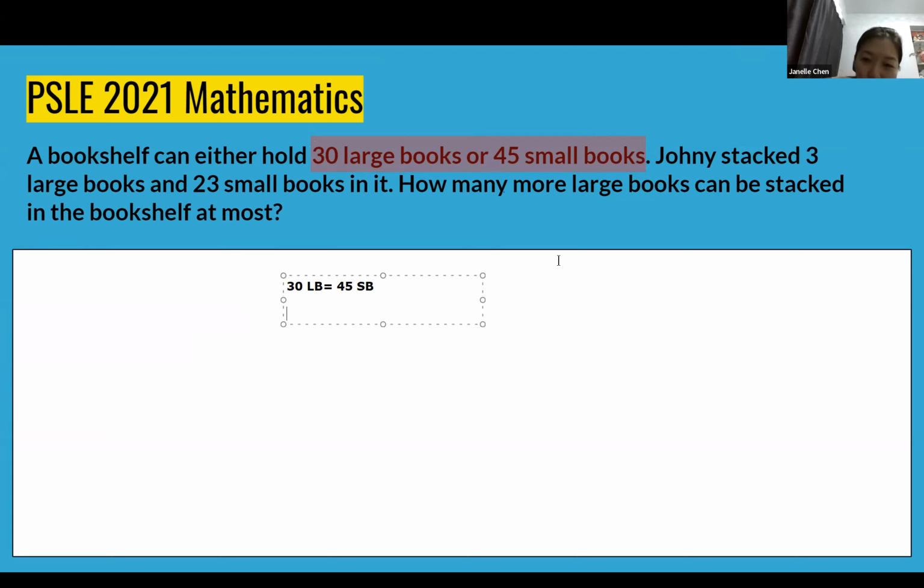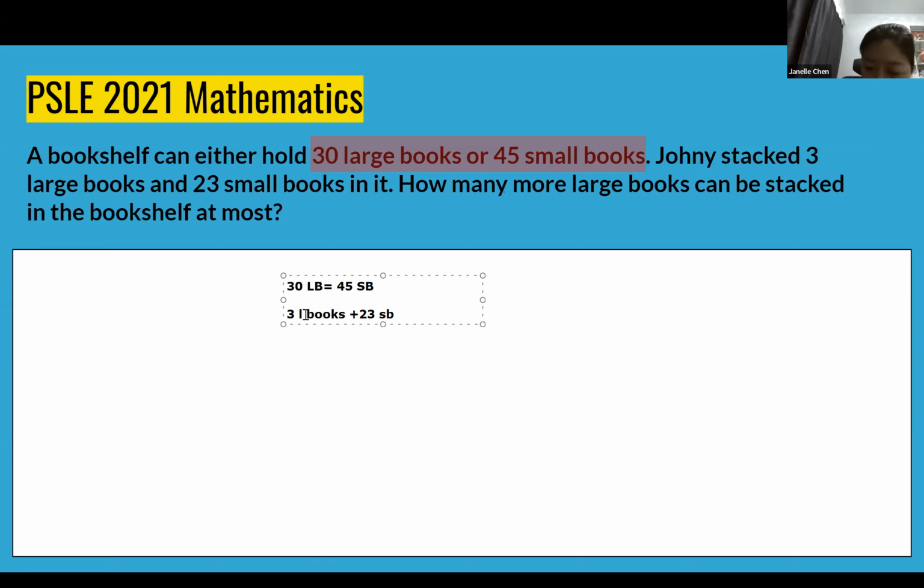So Johnny stacked 3 large books and 23 small books in it. Okay, so 3 large books and 23 small books in it. Okay, this one. I'm just trying to highlight the key things that must be done for a start.